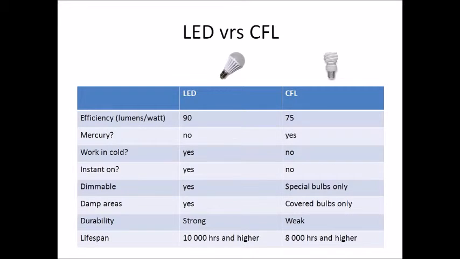LED, the bulb has to be marked as dimmable, but most of them are. But make sure you check that before you get one for a dimmable application, and make sure you get a dimmer switch that says it's used for LED. That's important too. If you have a very old dimmer, it may not work with an LED bulb. Damp areas, yes, for LED.